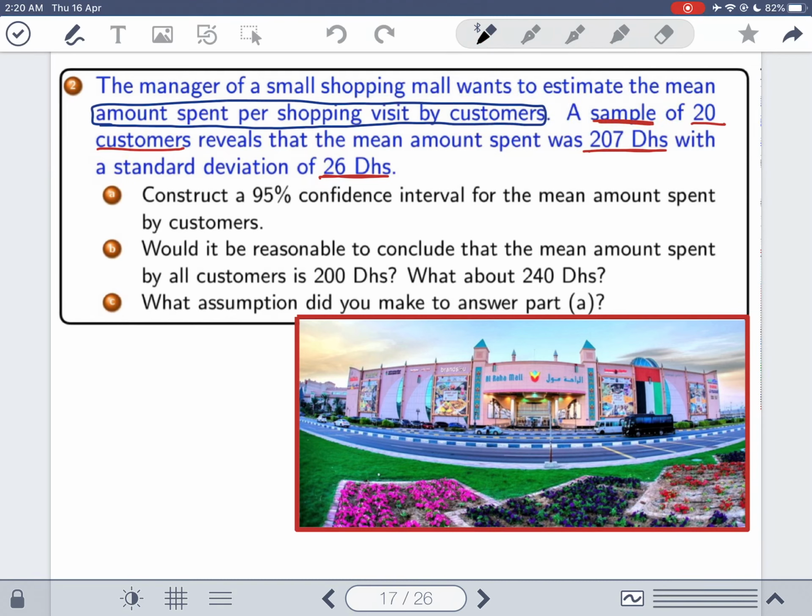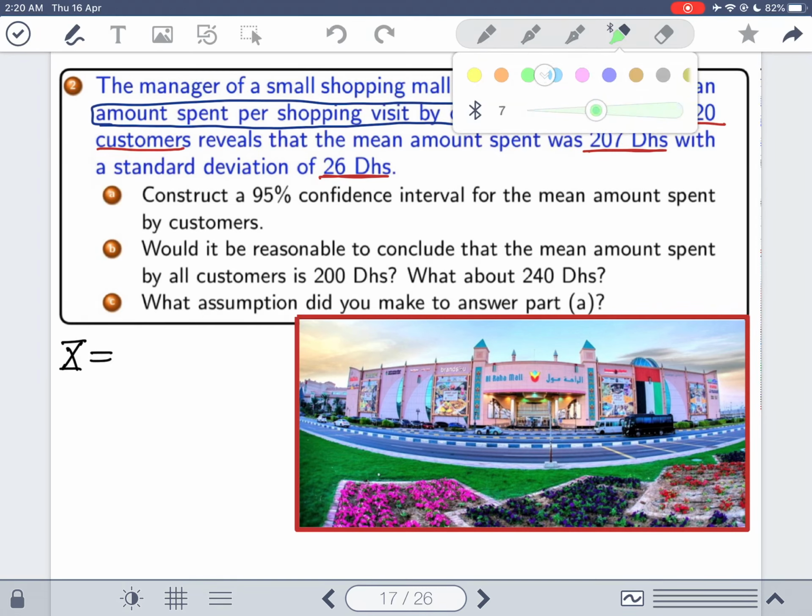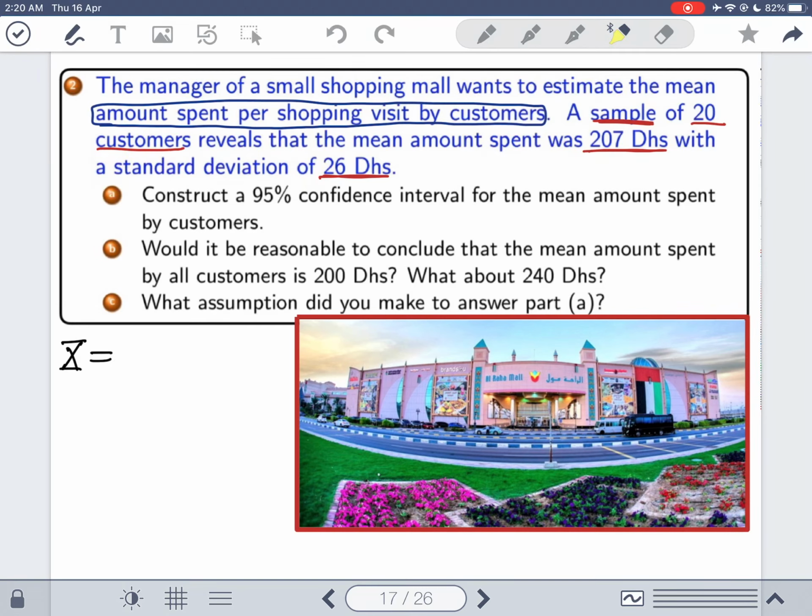So what is given? First, what is our random variable x? Let's highlight it in yellow like we did in the first one. It's the amount spent per shopping visit by a customer. This is our random variable. Did it tell us if it's normally distributed or not? Well, I will first say that x is the yellow, so we defined it already. Now, notice that in part C, it asks you what assumption did you make to answer part A. So probably we'll have to make an assumption on the random variable x.